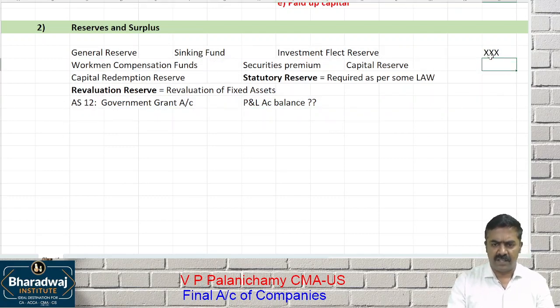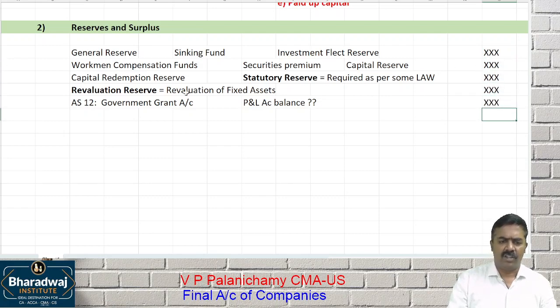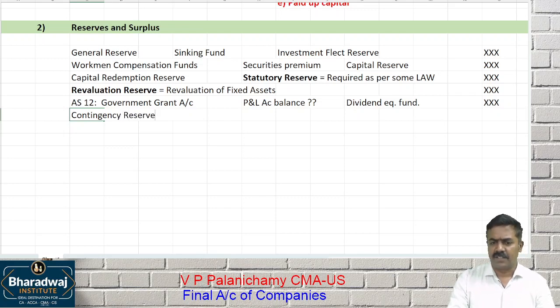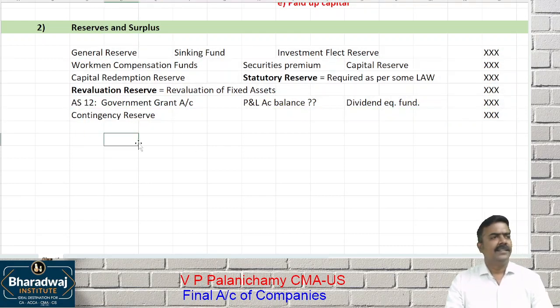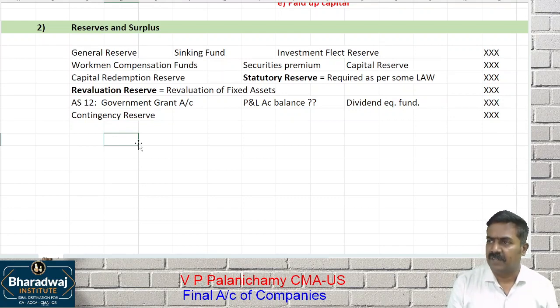Reserves and surplus. General reserve, workmen compensation fund, revaluation reserves, government grant account, P&L account balances. Many reserves are maintained. Dividend equalization fund. It can be any other reserve maintained by the company. Some companies maintain a contingency reserve. So all these reserves are part of which one? Reserves and surplus.